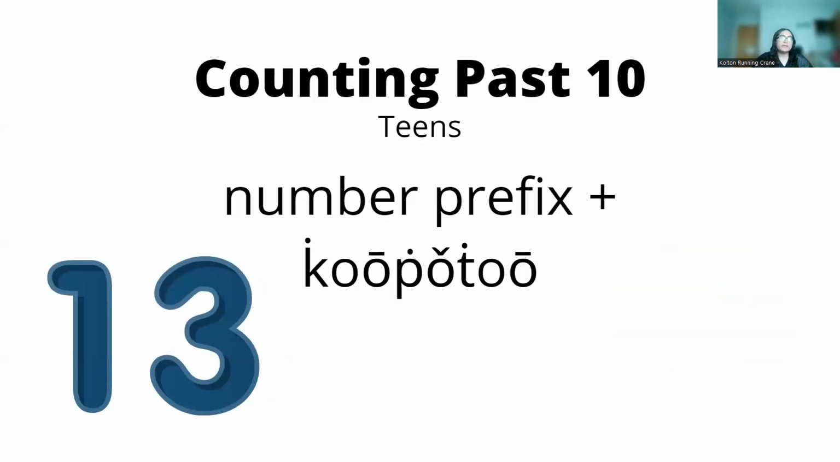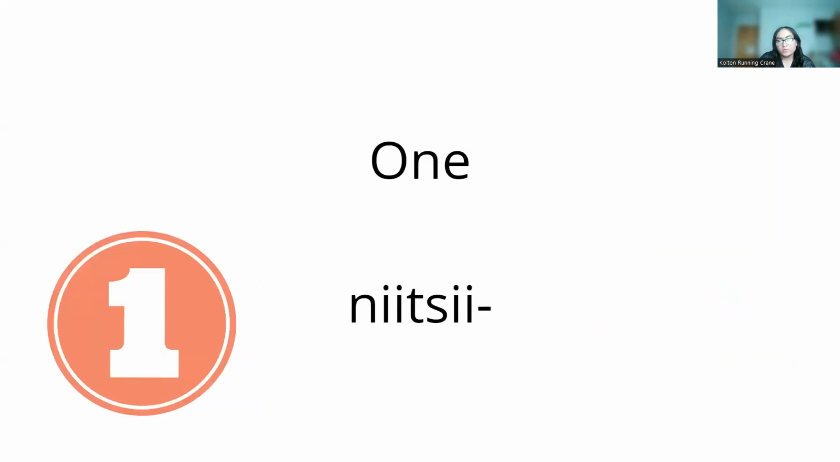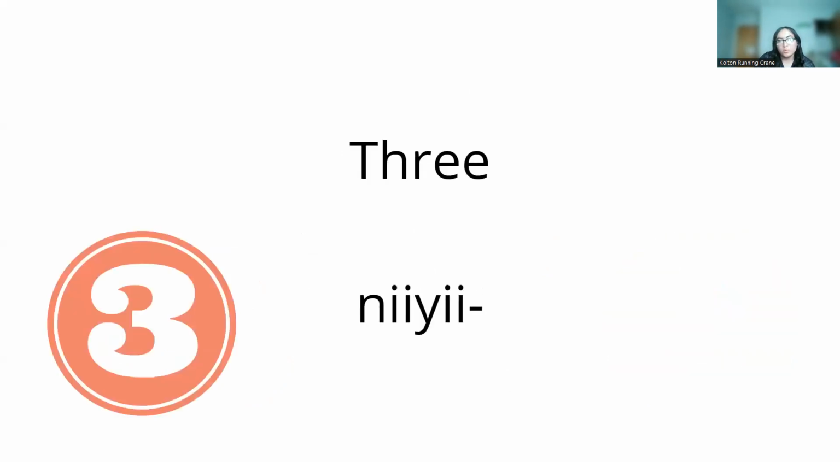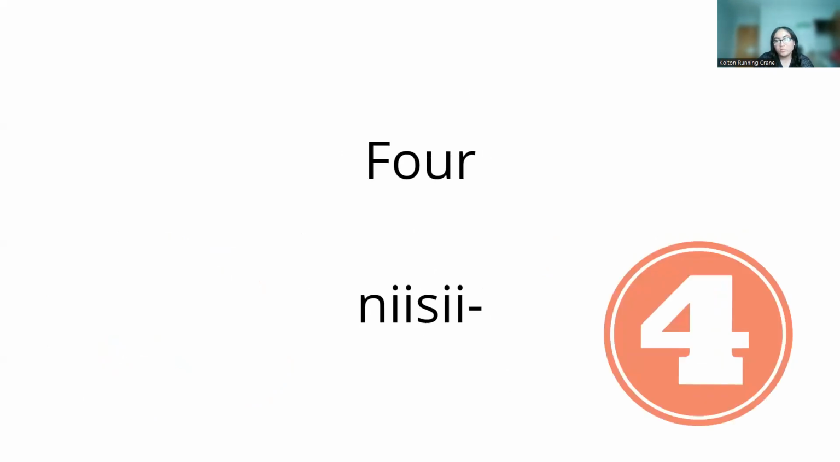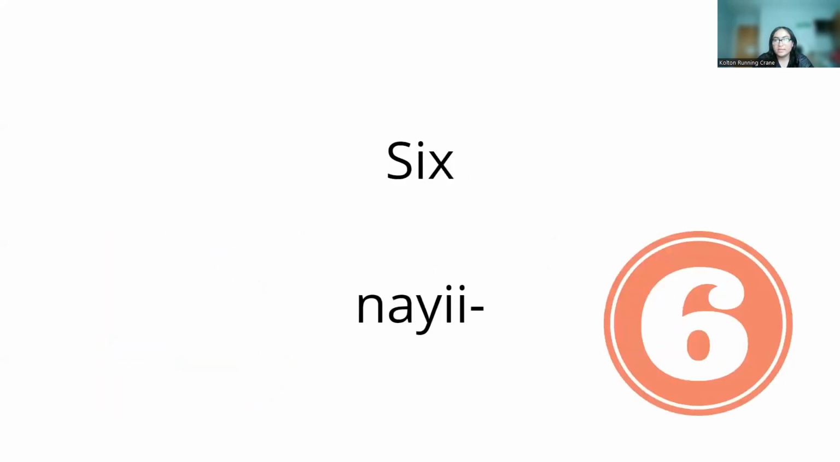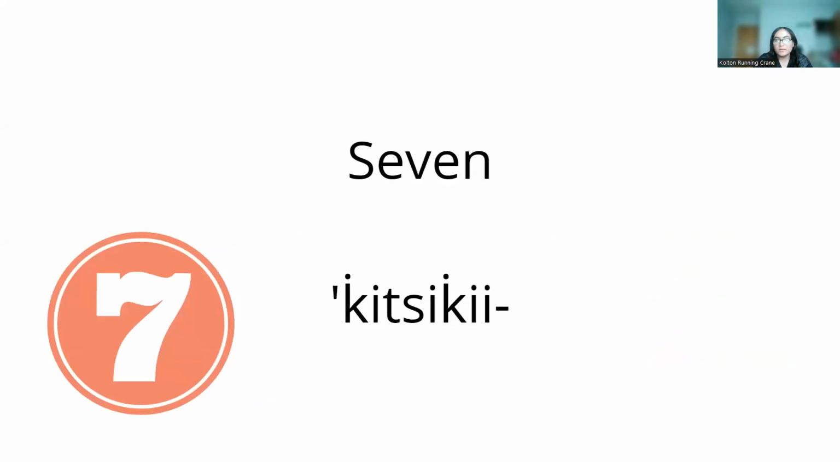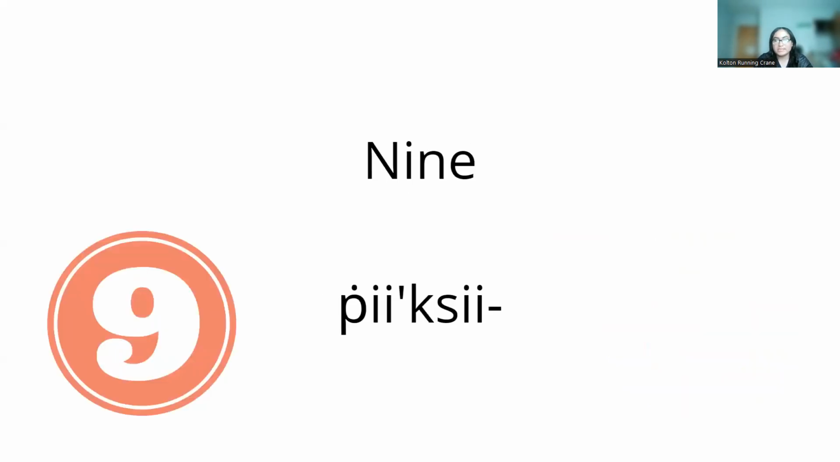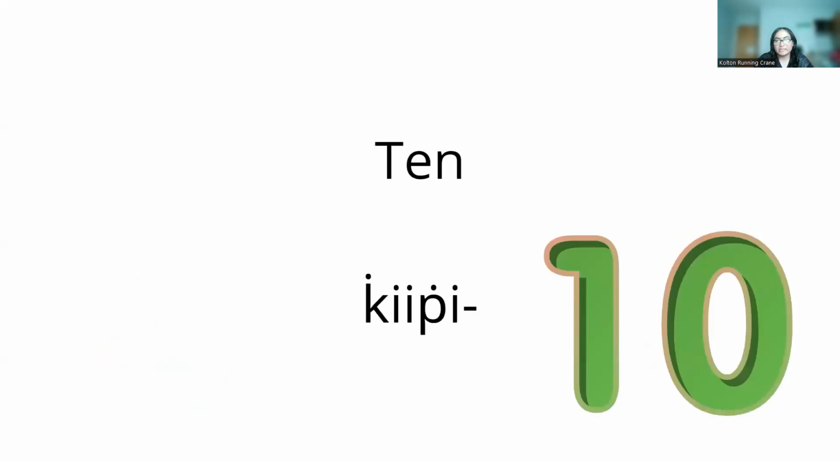So let's just really quickly count from 11 to 19 using these. Nitsi kuputtu is 11. Natsi kuputtu, 12. Niyi kuputtu, 13. Nisi kuputtu, 14. Nisitsi kuputtu, 15. Nei kuputtu, 16. Ishkitsikki kuputtu, 17. Nanitsi kuputtu, 18. Ishksi kuputtu is 19. And then gipi kuputtu is 10. It's not a word.